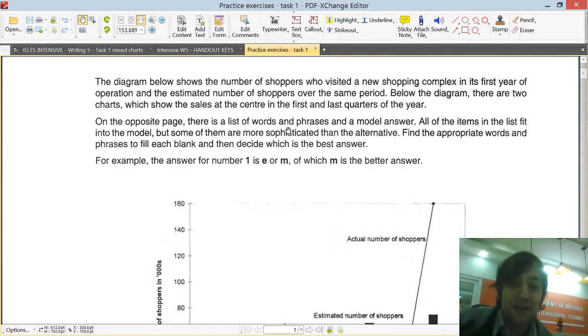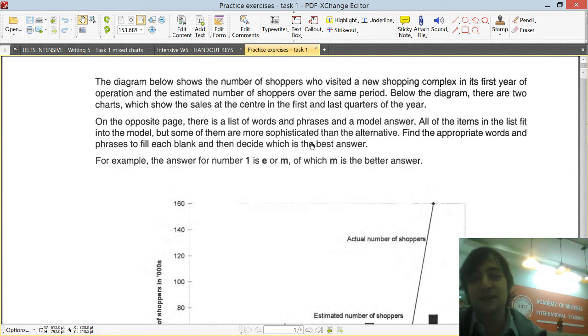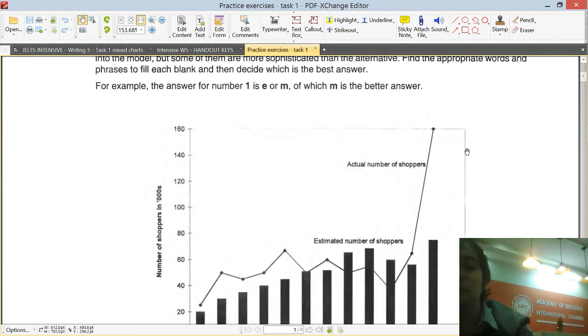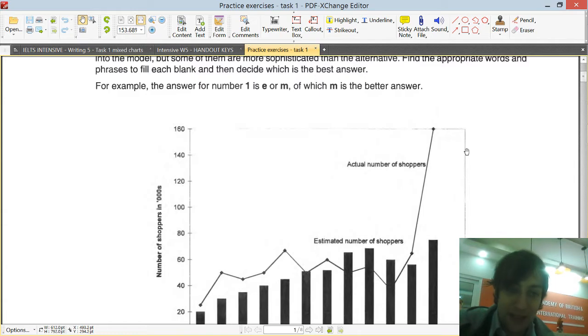All of the items in the list fit into the modal, but some of them are more sophisticated than the alternative. Find the appropriate words and phrases to fill each blank and then decide which is the best answer. For example, the answer for number 1 is E or M, of which M is the better answer. So let's quickly look at the task before you begin it, okay?